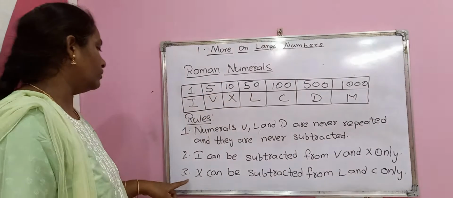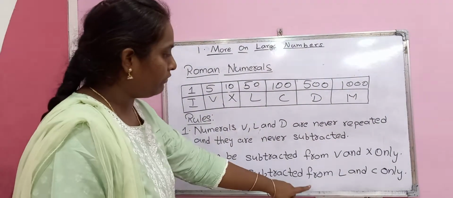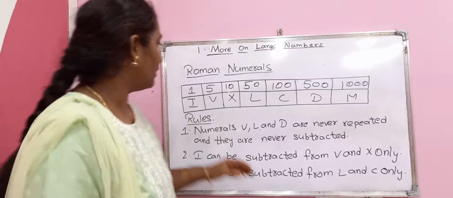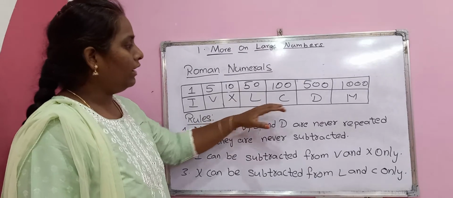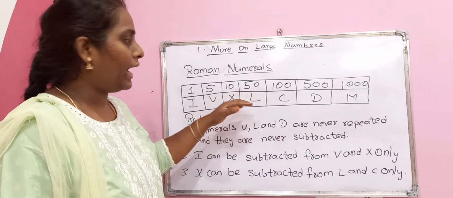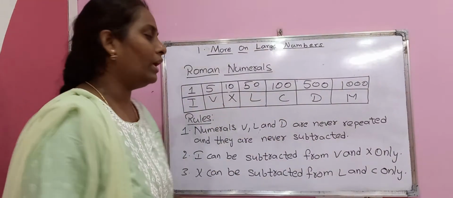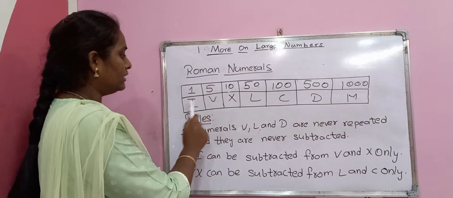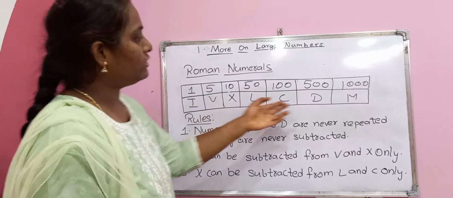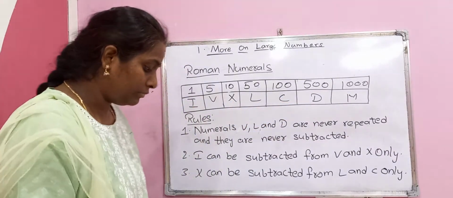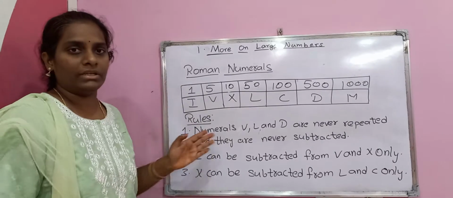And next rule. X can be subtracted from L and C only. Okay? Here X is there. X can be subtracted from L and C only. We cannot subtract X from D and M. And also V and D, because these two are smaller than X. And we cannot subtract D and M also. Copy this one.